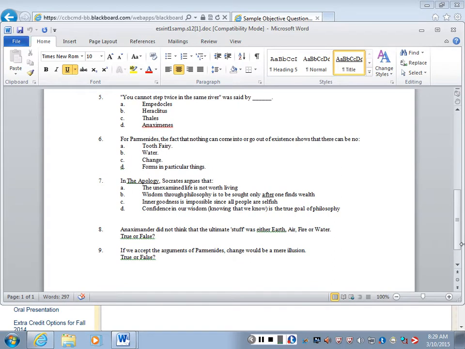For Parmenides, the fact that nothing can come into or go out of existence shows that there can be no tooth fairy. Water change or forms in particular things. Yeah, here again, it's C, or change. Right, that's the essentials of his argument against change.